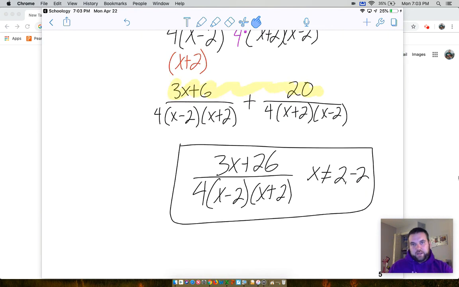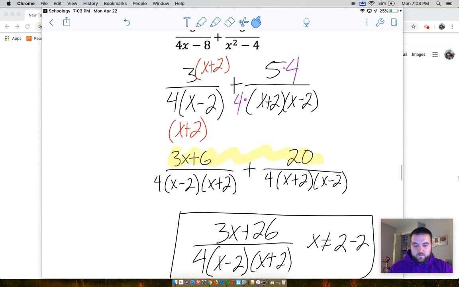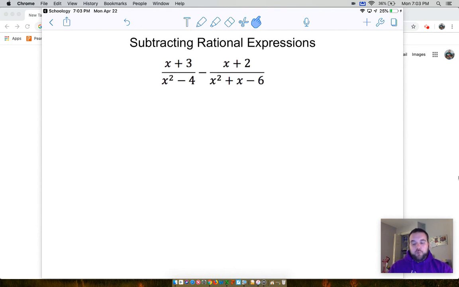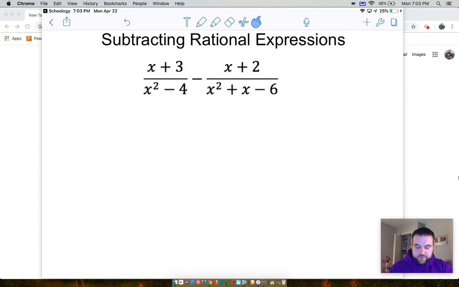So get a common denominator, add the numerators together, and then try to factor or simplify. Okay. Subtracting is almost the exact same thing, but if you're going to make a silly mistake, this is where it happens.